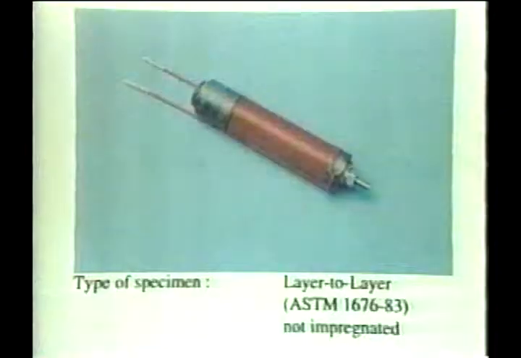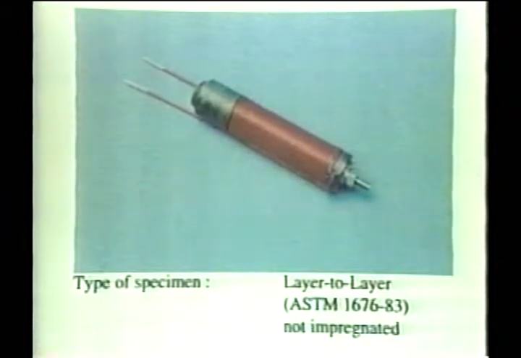The type of specimen we use is shown in the next figure. It's a layer-to-layer type. It consists of 2 wires, one on top of each other over an insulating rod. One of the wires is connected to the high voltage side of the specimen, and both ends of the other wire are connected to the ground of the drive.